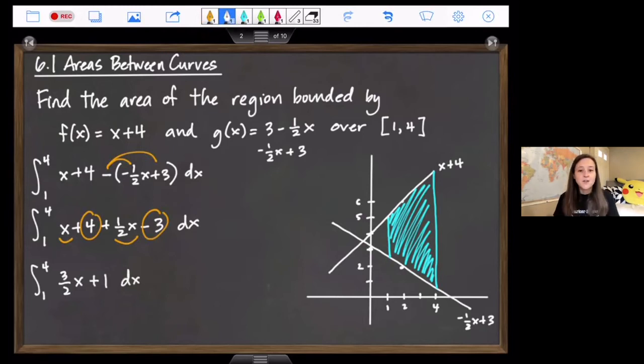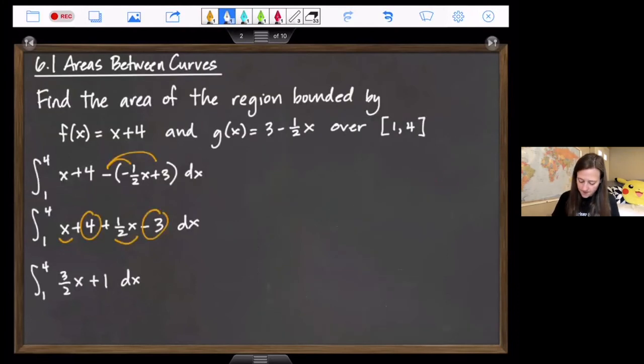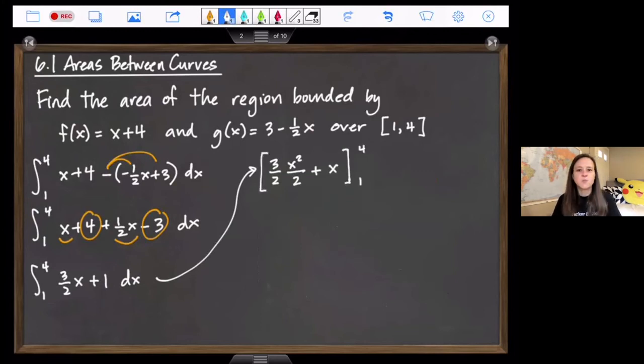All right, so we just need to find an antiderivative. Let me go ahead and clear off a little bit of my slide. All right, so let's find our antiderivative. So the 3/2 is a constant, goes along for the ride. For x, we can just add 1 to the exponent, x squared, and divide by the new exponent. And the antiderivative of 1 is going to be x. And then we're going to evaluate all of this from 1 to 4. And again, if it's a little more straightforward, we can turn that evaluation bar into a bracket.